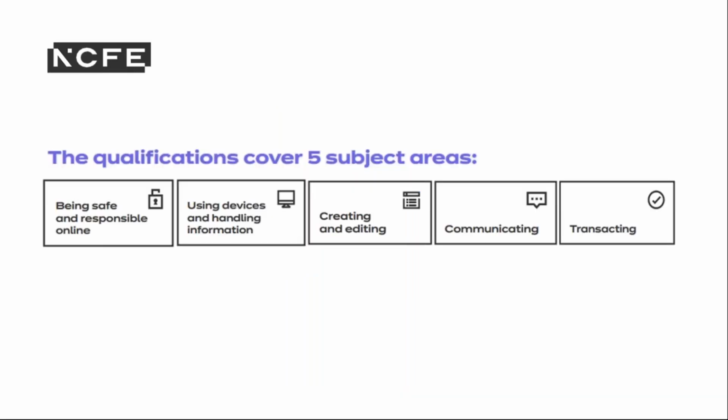So there are 5 sections that make up the Essential Digital Skills qualification. So learning to be safe and responsible online and using devices and handling information may be best to be planned in at the start of your delivery for learners at entry level 3. It would also be useful to cover the communication section before making online transactions, as learners will need to have an email address set up before they're able to make online transactions.